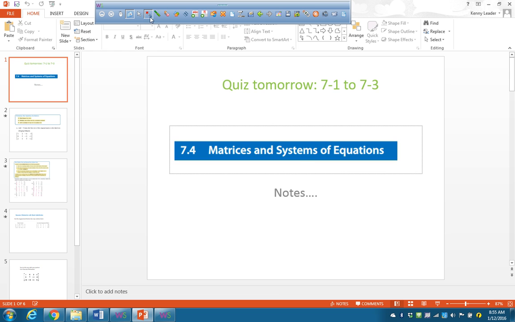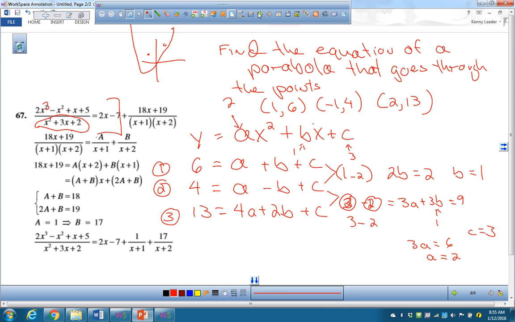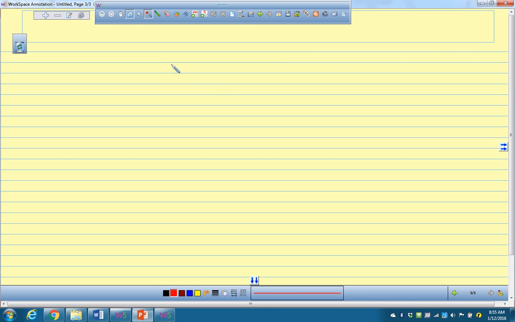A matrix can look like this, where you have some numbers in here, 2, 1, or something like this. This matrix would be called a 1 by 2 matrix. So it always goes rows and columns. Rows, then columns.